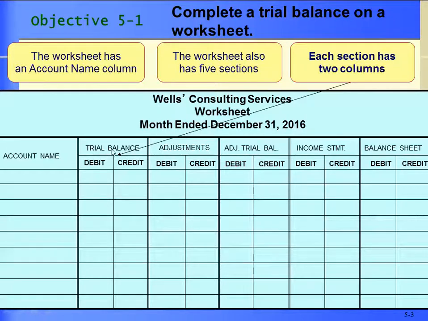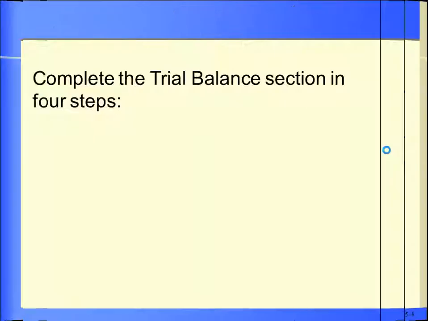So first, we start with the trial balance. We have debit and credit, and the totals of these 2 columns will match. These are the adjustments. The adjusted trial balance is just the addition of the adjustments to the trial balance. We're going to add and subtract. Then from the adjusted trial balance, we can make the income statement and we can make the balance sheet.